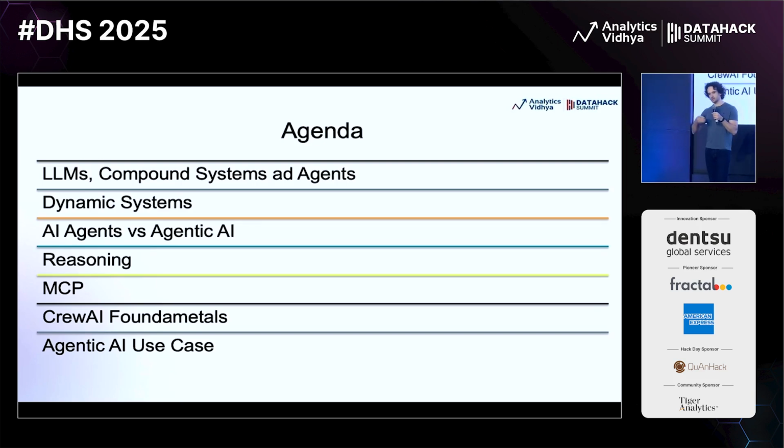We will start with a bit of history, compound systems, LLMs, how we got to the point of talking about agents. We will dive into dynamic systems. I'll explain what it is. We'll talk about the reasoning, MCP, and then I'll show you CrewAI. Who knows CrewAI here? You're all experts. I think we don't need this presentation. I'm really glad that some of you know this library. We will dive into the basics of this library. And by the way, I'll do a workshop on Saturday about it. We will look at a very simple use case and then a more advanced one, and I'll show you a demo.